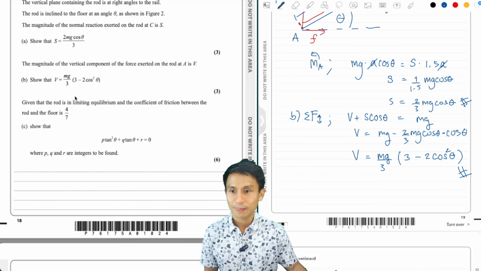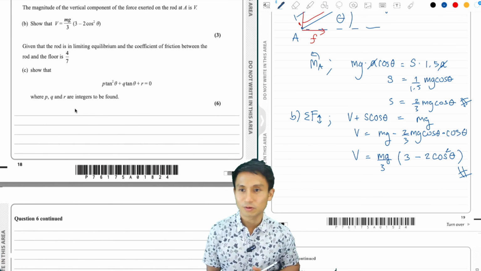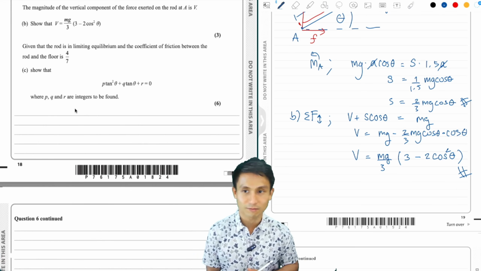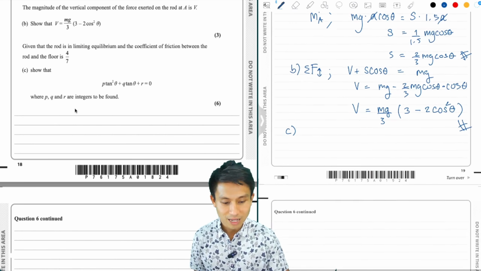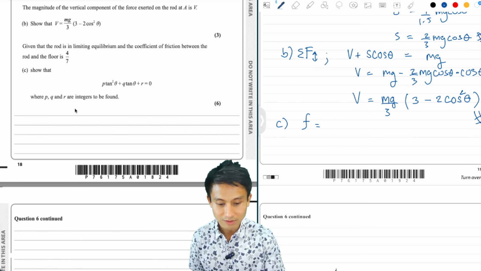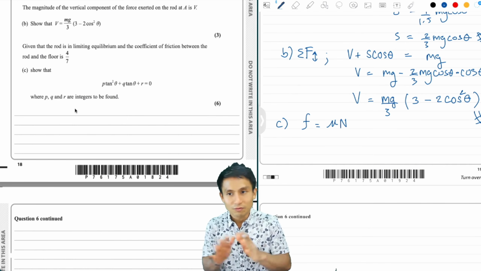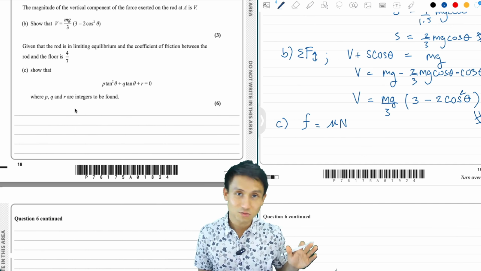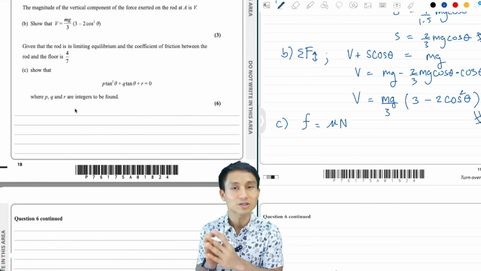Easy, yeah? Next part, given that the rod is in limiting equilibrium, very important keyword here, and the coefficient of friction between the rod and the floor is 4 over 7. Well, limiting equilibrium means that we can take the friction as mu times the normal reaction. For those of you who think that it's always this equation, then it's wrong. It's only at limiting equilibrium. So this is maximum static friction.